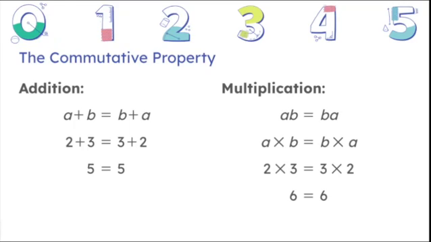When I talk about the commutative property, I usually say it doesn't matter if you flip the numbers around in addition or multiplication because you get the same answer. But it's very important to remember that this property doesn't apply to subtraction and division. It only applies to addition and multiplication.